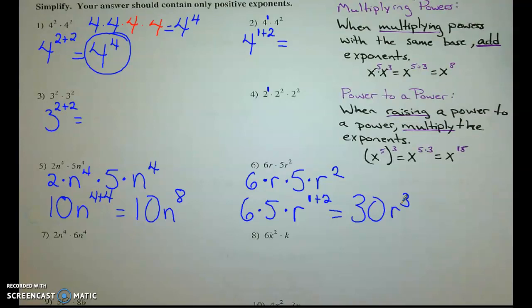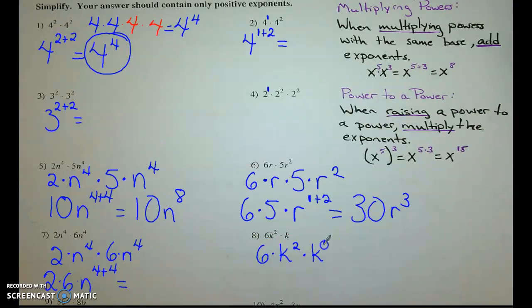Okay? 7, getting it started. We have 2 times n to the 4th power times 6 times n to the 4th power. Then you can combine. You can do your 2 times 6. And then you have your n to the 4th plus 4th. And then go ahead and finish that up. 8, if we spread it out, remember we have 6 times k to the 2nd power times k to the 1st power. Okay, and so you can go ahead and finish that up and then keep on working down the page.